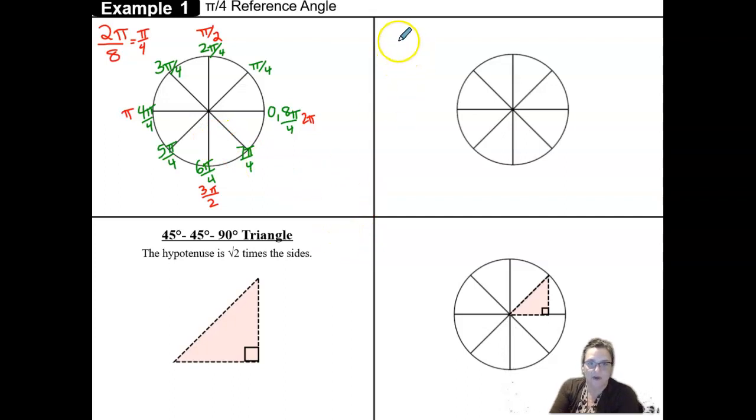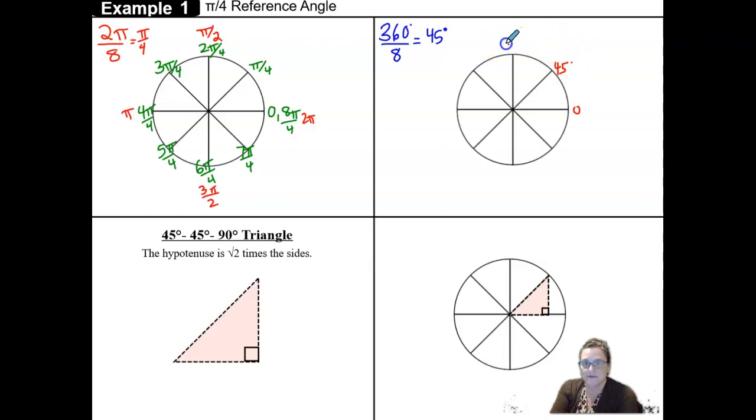Okay, now we're going to do that, but in degrees. So if you recall, there are 360 degrees in one revolution of the circle, and we're dividing the circle into 8 congruent sectors. That makes each one 45 degrees. So we're going to count around our circle in degrees now, starting at 0, and this would be 45 degrees.